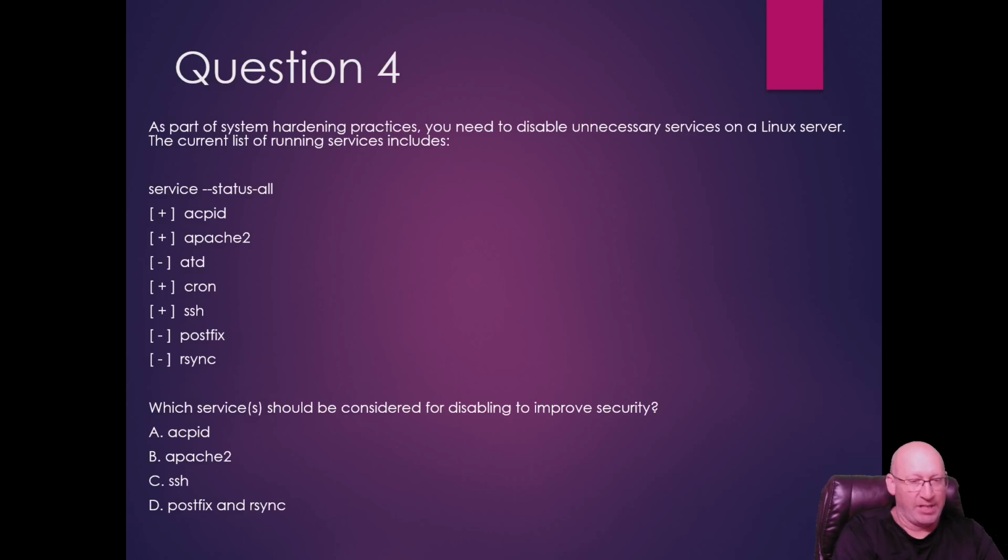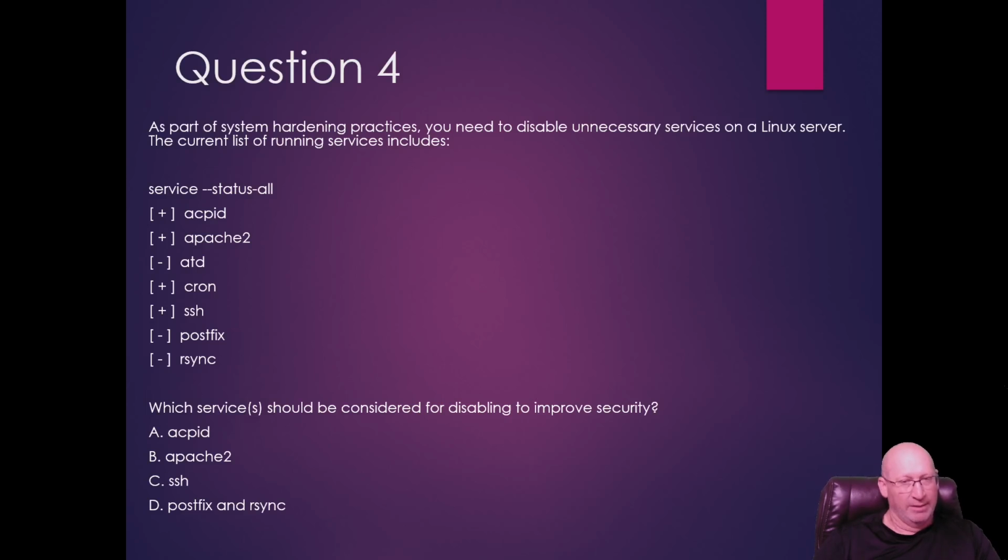I feel like that's the answer we're looking for here. It's not giving us an option for none, so it is telling us we have to disable at least one. What do you think? This is not the easiest one out there. I know a lot of acronyms too, so you've got to know these programs. All of these are in PenTest+ and CEH, and all of these you would need to know. We have acpid, Apache2, SSH, Postfix, and rsync. What do you think?